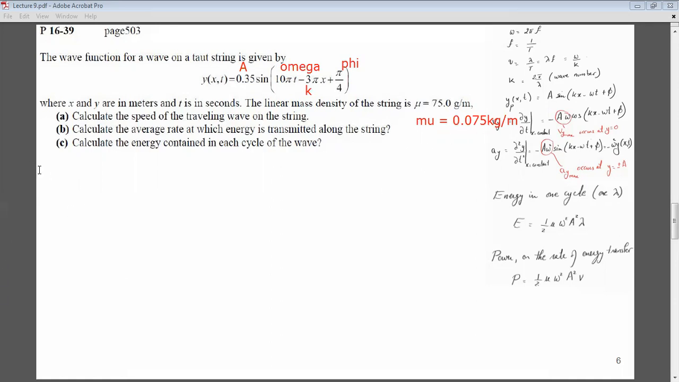Okay, so the first question, calculate the speed of the wave. So v is lambda f, and then you have to get lambda from k, and you have to get f from omega, but I can just use omega over k. So it is omega over k. Omega is 10 pi over k, which is 3 pi, and this is 3.33 meter per second.